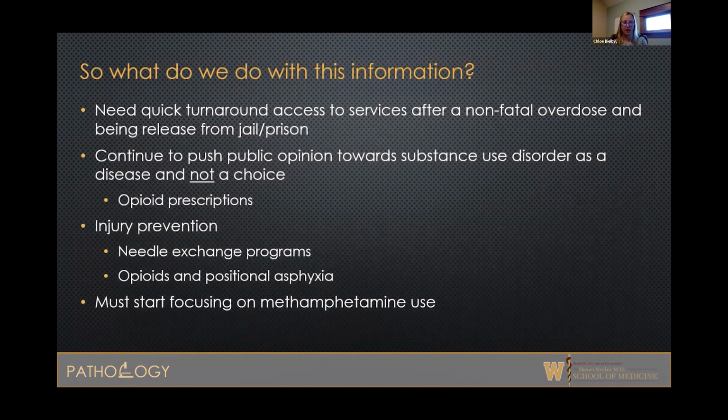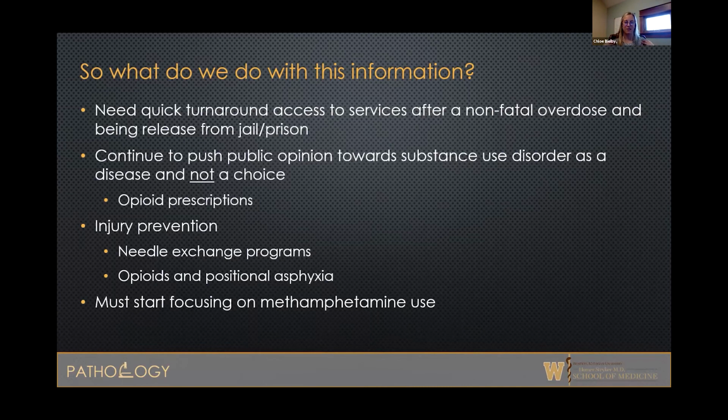So then to wrap everything up, what do we do with this information? There needs to be a quick turnaround for access to services after a non-fatal overdose and after being released from jail or prison. If someone has non-fatally overdosed, they are at higher risk for fatally overdosing in the future. So we can connect them with services, either when EMS tends to them or they're in the hospital, connect them with a social worker who can tell them their options for treatment. And obviously it's up to that person if they want to accept that treatment, but giving them the options and bringing the services to them to make it as easy as possible for them to learn their options.